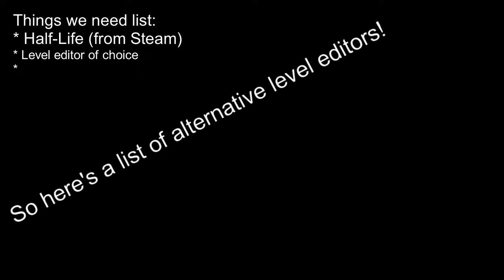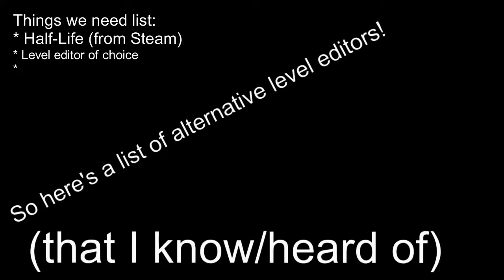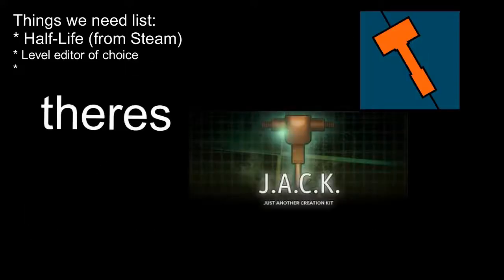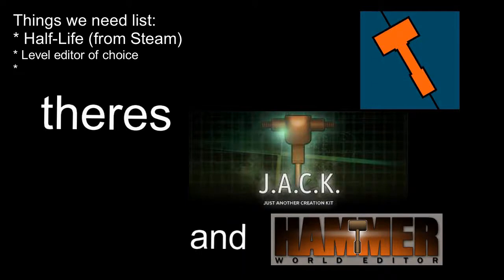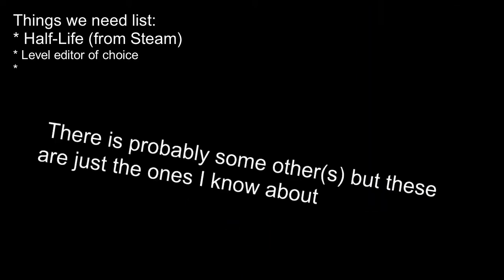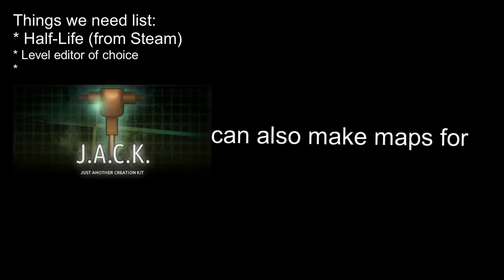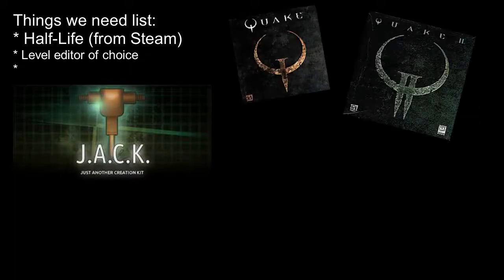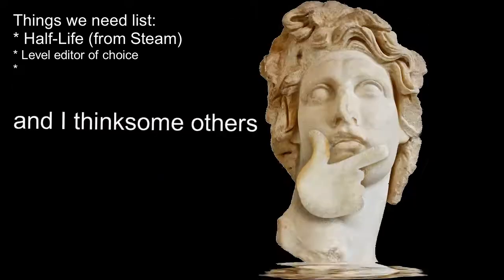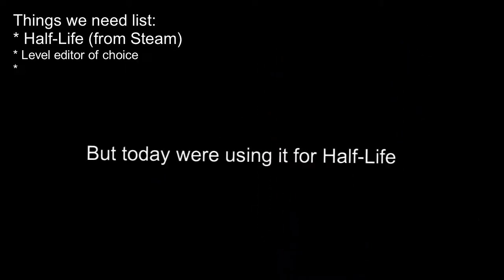So here's a list of alternative level editors. There's Sledge, J.A.C.K, and the Valve Hammer editor. There's probably some others, but these are just the ones I know about. I personally use J.A.C.K, and I'll be using J.A.C.K in this video. J.A.C.K can also make maps for Quake, Quake 2, Quake 3, Hexen 2, and I think some others. But today we're using it for Half-Life.